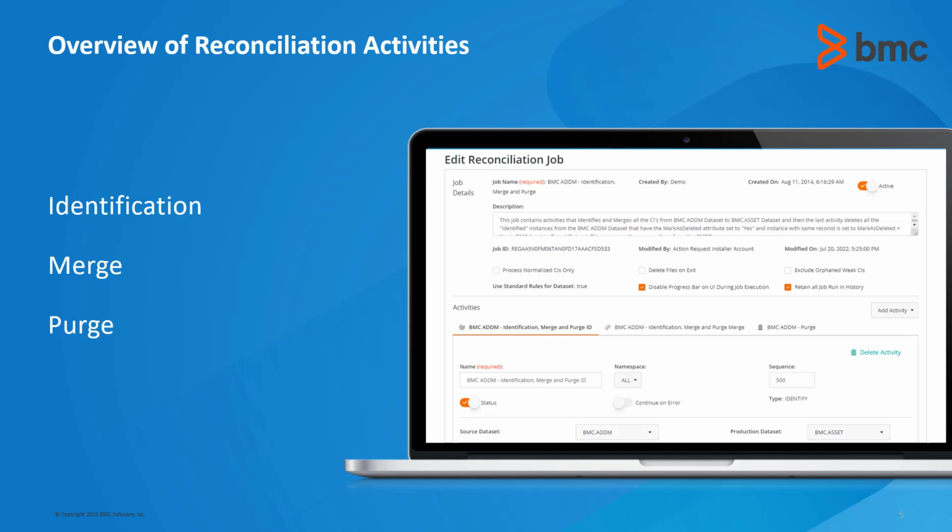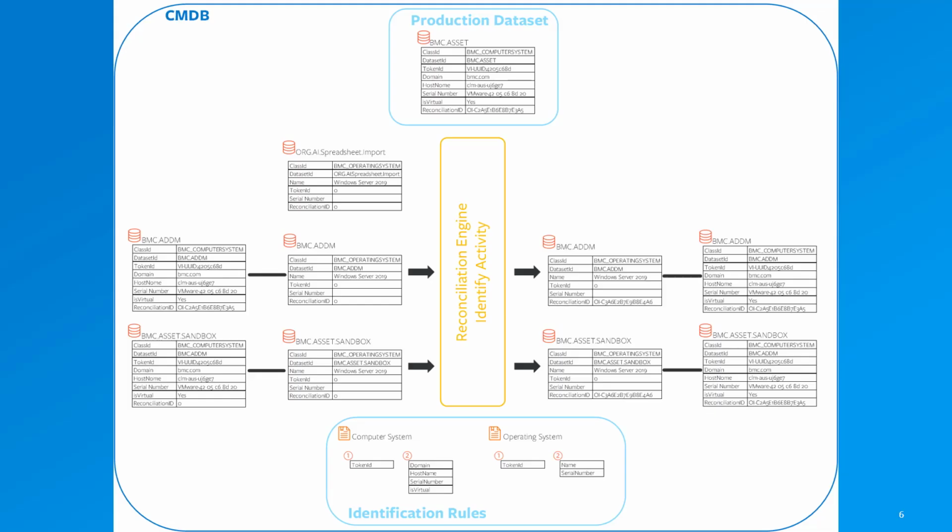Right, next I am going to give an overview of the main reconciliation activities, which are identification, merge and purge. Identification is a process where two datasets are evaluated to find already existing CIs that are the same. This is almost always the first action in any reconciliation job.